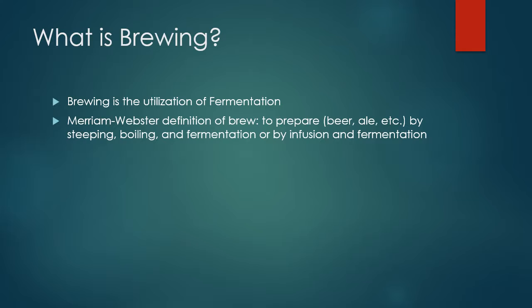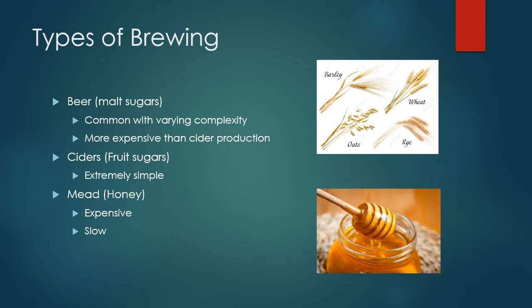In its most basic form, brewing is using fermentation to create ethanol. Merriam-Webster's dictionary defines brewing as to prepare by steeping, boiling, and fermentation, or by infusion and fermentation. Now there's different types of fermentation.